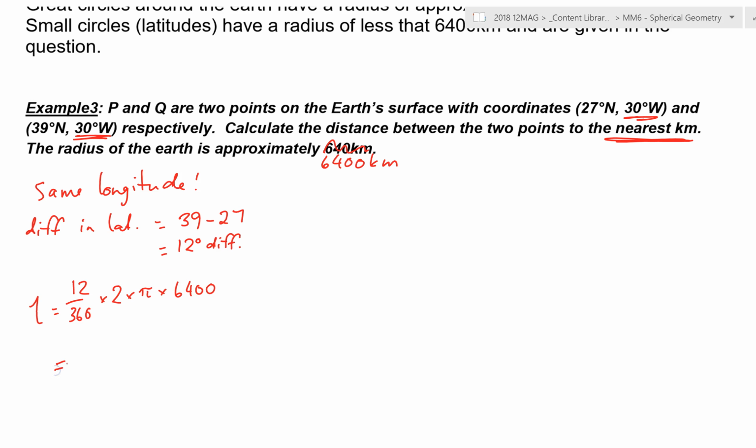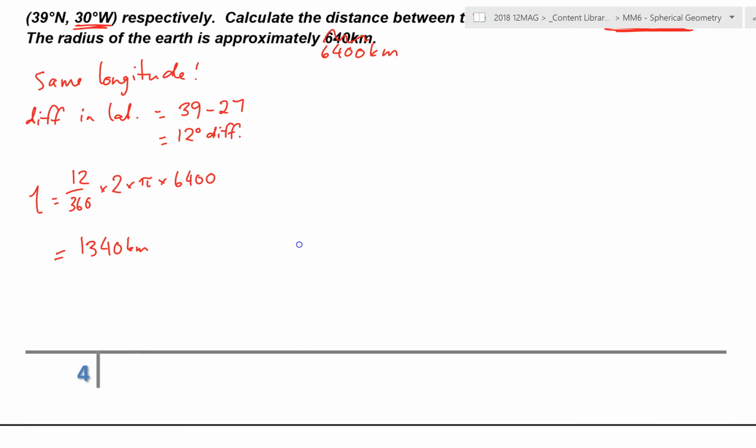Now, if I punch those into my calculator, I think the answer there is about 1,340 kilometres to the nearest kilometre. Something to keep in mind, if you ever get an answer there that is more than 20,000 kilometres, you've made a mistake, because nothing is more than 20,000 kilometres away. A great circle is 40,000 kilometres. You could go either way around that circle. If you've gone more than 20,000 kilometres, it would have been shorter to go the other way.